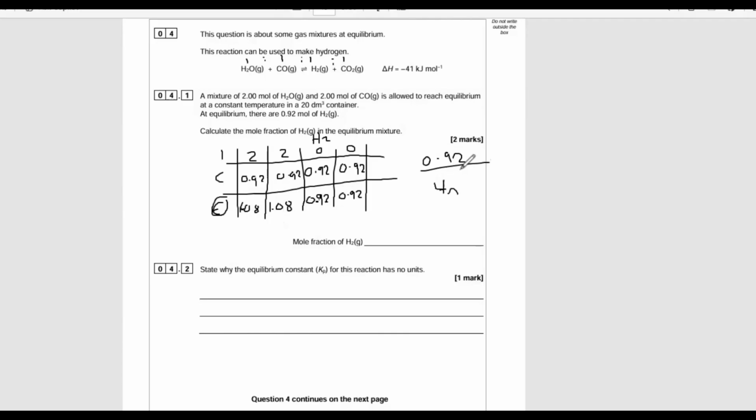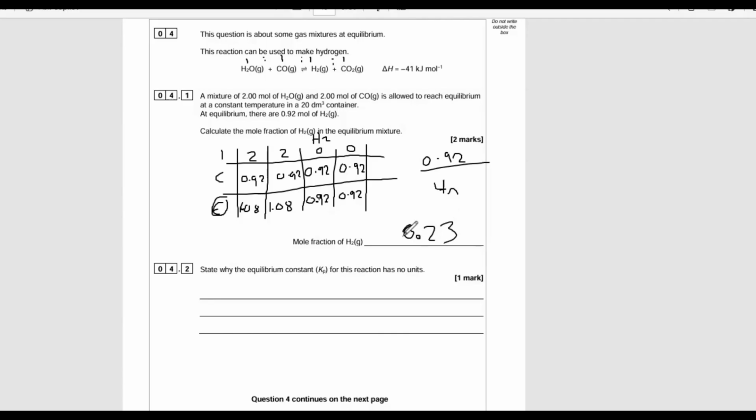So 0.92 over 4. Where's my calculator? Because I'm not smart enough to do that. 4 point something, who knows? 0.92 divided by 4. Oh, shows you I'm talking out my backside. It's 0.23. Okay, I think I was doing it the other way around.